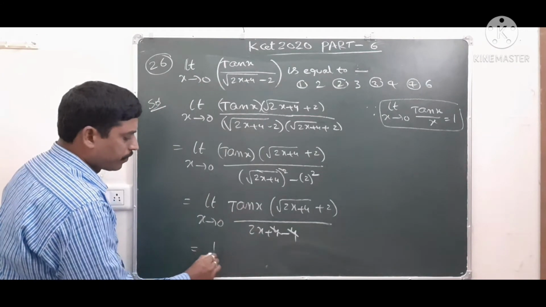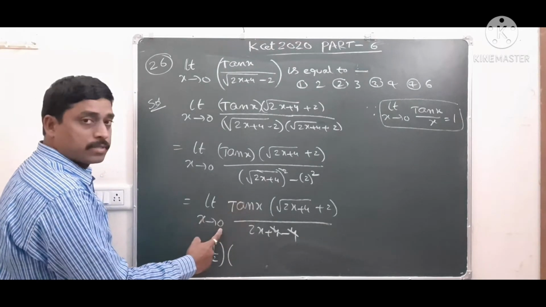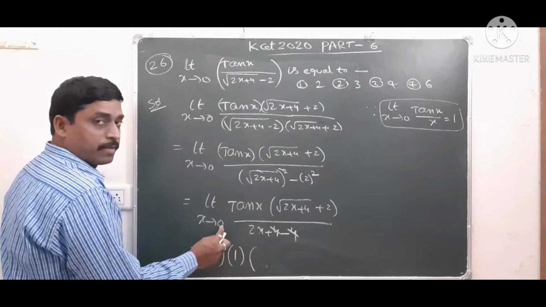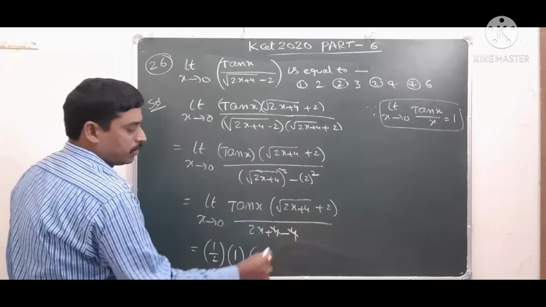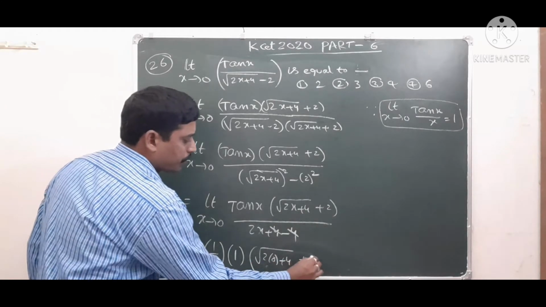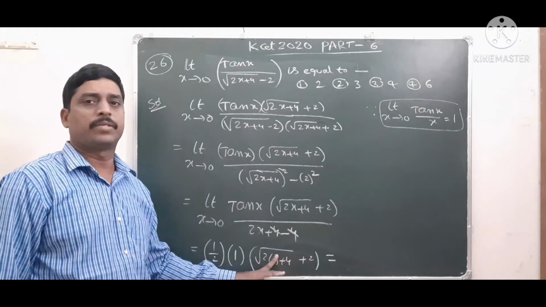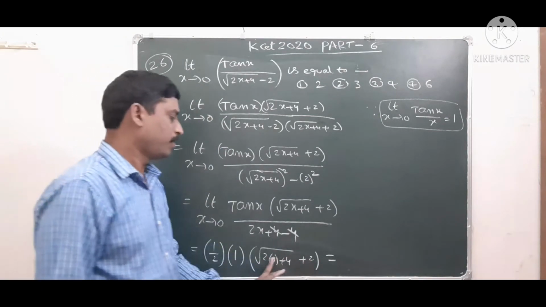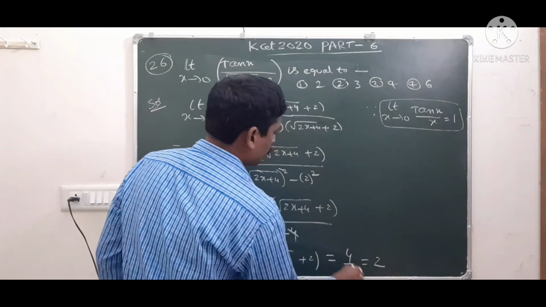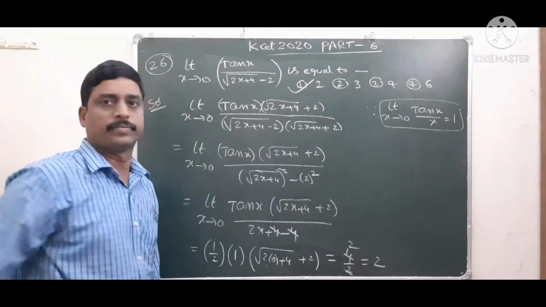So 1 by 2 is a constant. Limit x tends to 0 tan x by x has value 1. And in the remaining part, put x as 0: 2 into 0 plus 4 plus 2. So this is nothing but root 4 plus 2. Root 4 is 2, 2 plus 2 is 4, and 4 by 2 is 2. So the first option is correct.